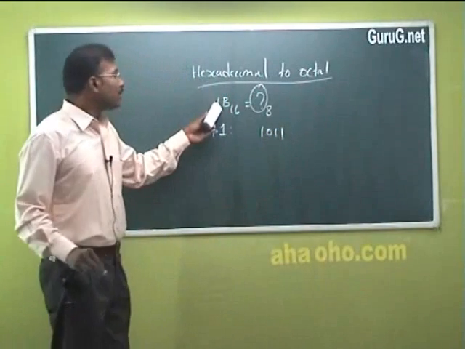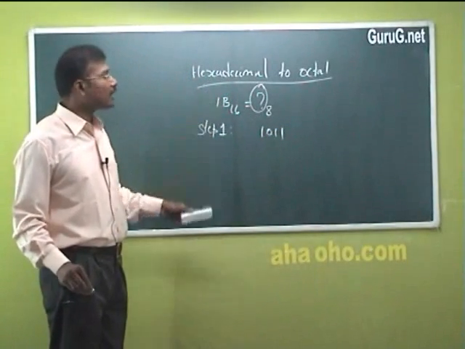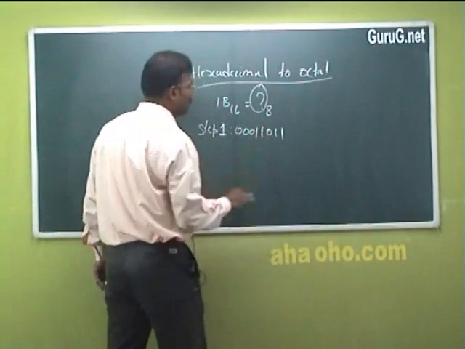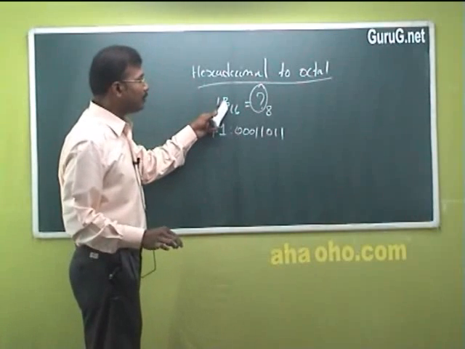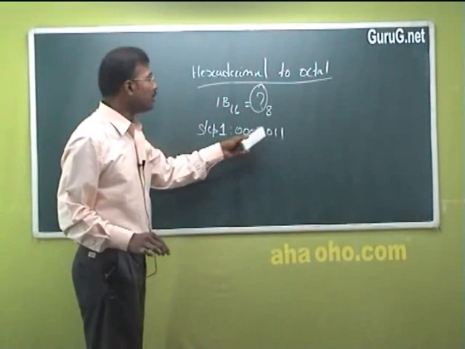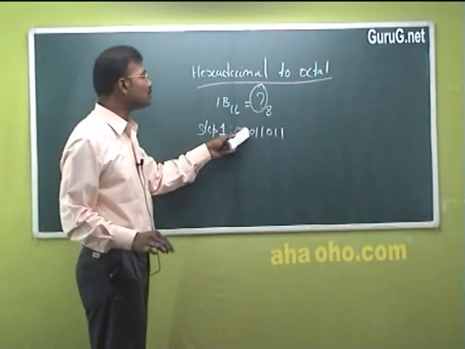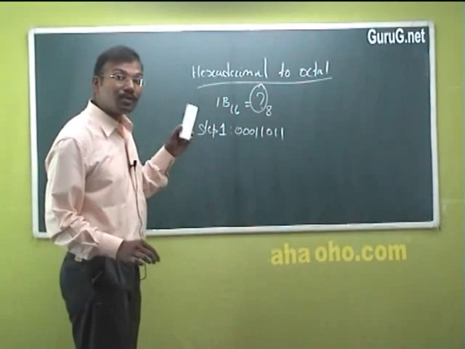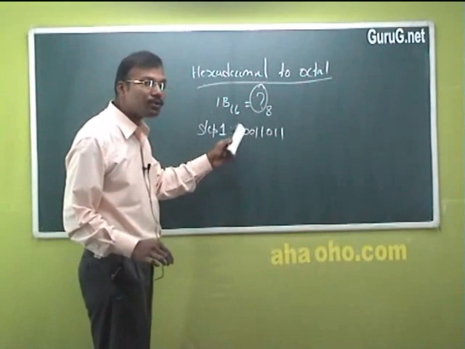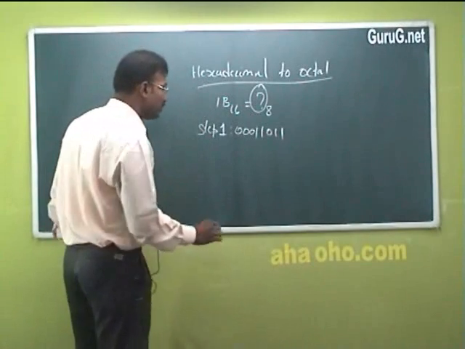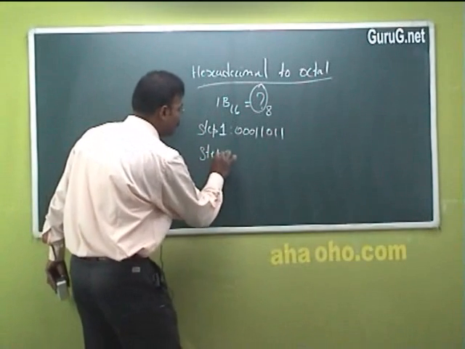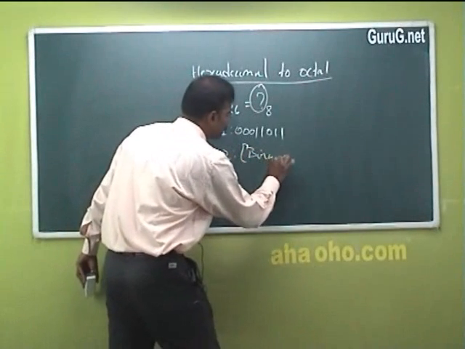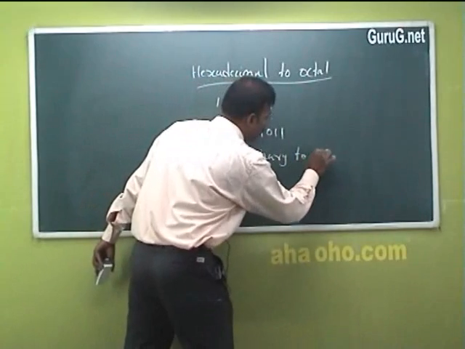What is the binary value for 1? It is 0001. So for B, the binary value is 1011, and for 1, the binary value is 0001. Now step 2, what are you going to do? Now you have your binary number, and you need to convert it into an octal value. So step 2, binary to octal.